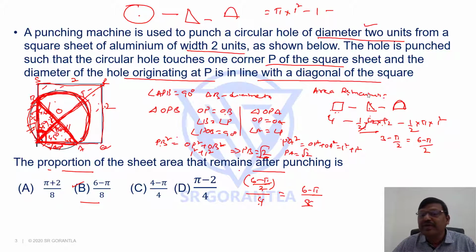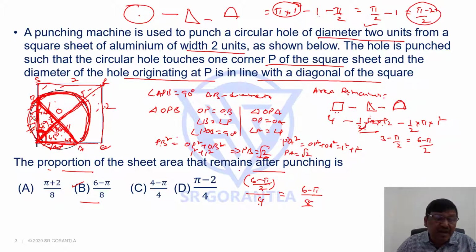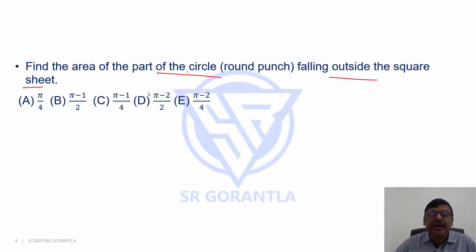How much did we get that? Pi by 2. If you see pi, this is pi minus pi by 2 will be pi by 2 minus 1, or I can say pi minus 2 by 2 is going to be the area that is outside the square. If you see here, this is pi minus 2 by 2, the answer is choice D.